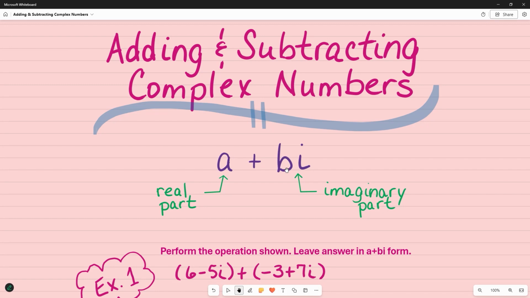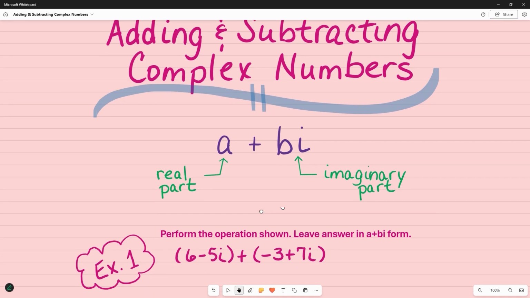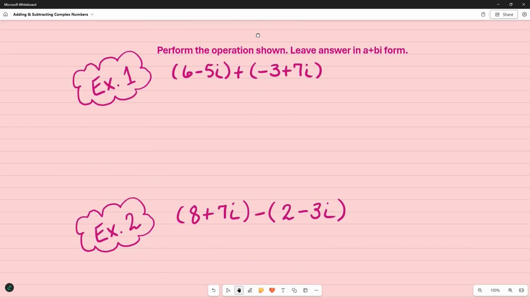And once you actually perform the operation, you want to make sure it's in this order, where the I portion is second. So when we're performing the operation shown, we're looking for what is in between the two sets of parentheses. So in this case, we're adding. You just drop your parentheses and then you just combine your like terms.